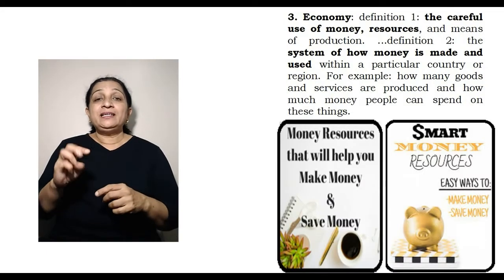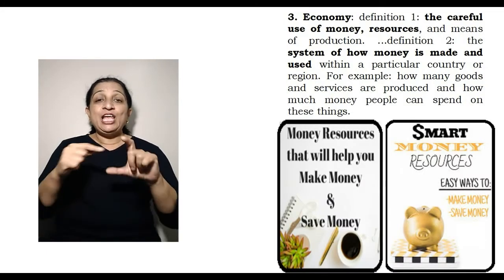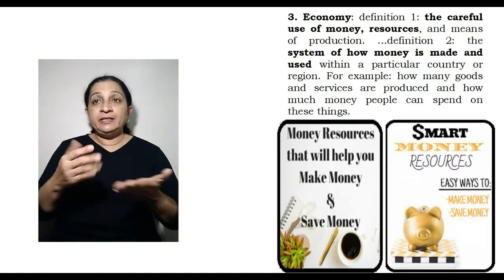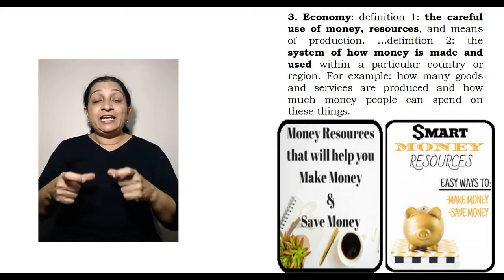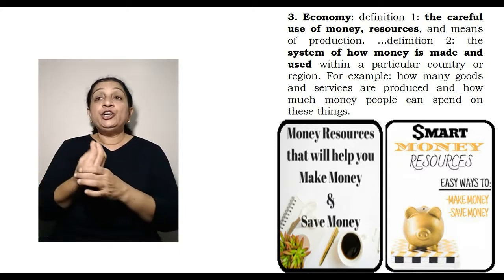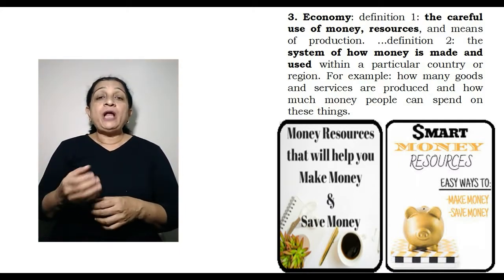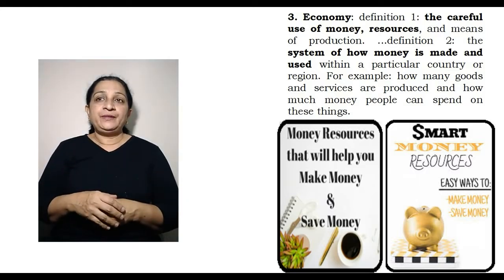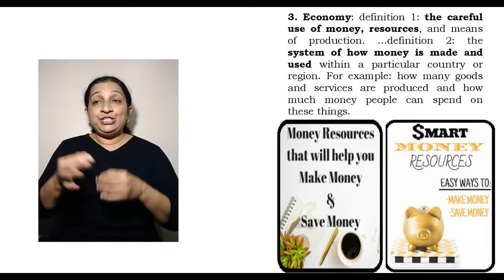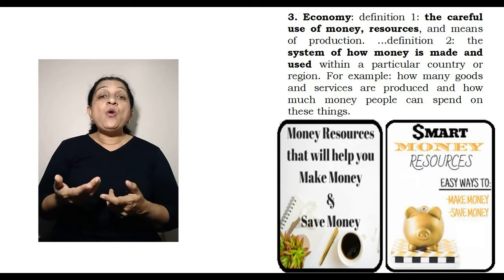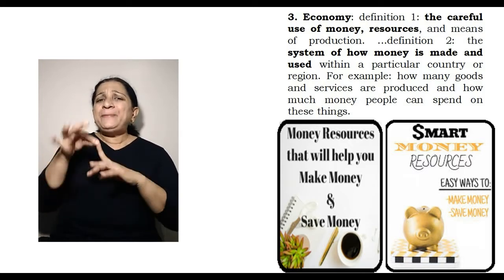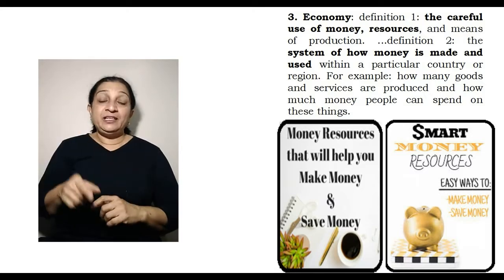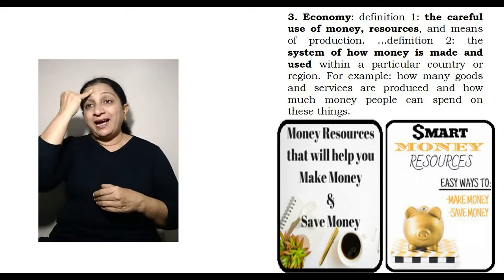Now you have the third number, that is economy. It is defined as the careful use of money and resources for production of things. The second definition is a system of how money is earned and used in a particular country. This also includes ideas.